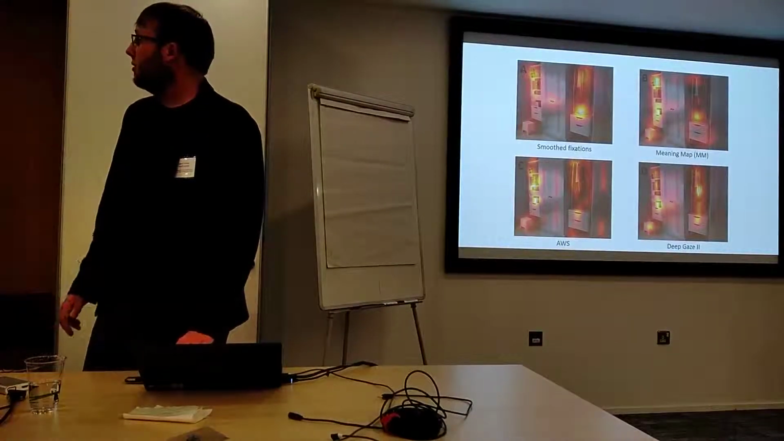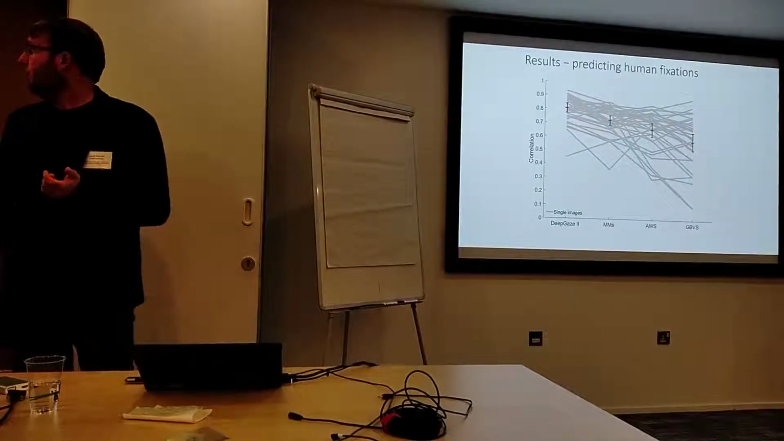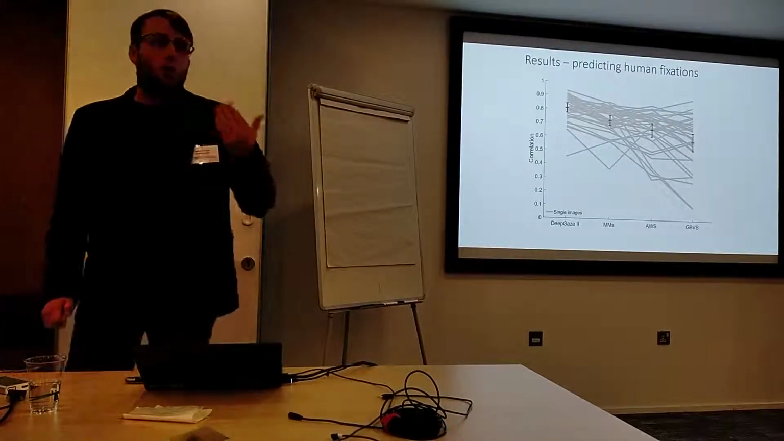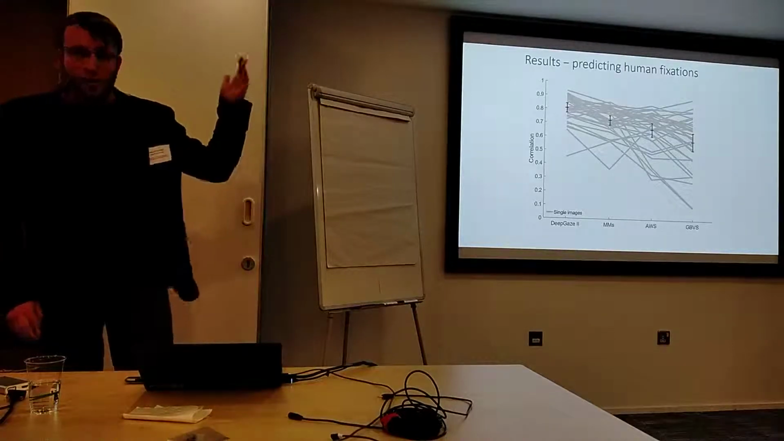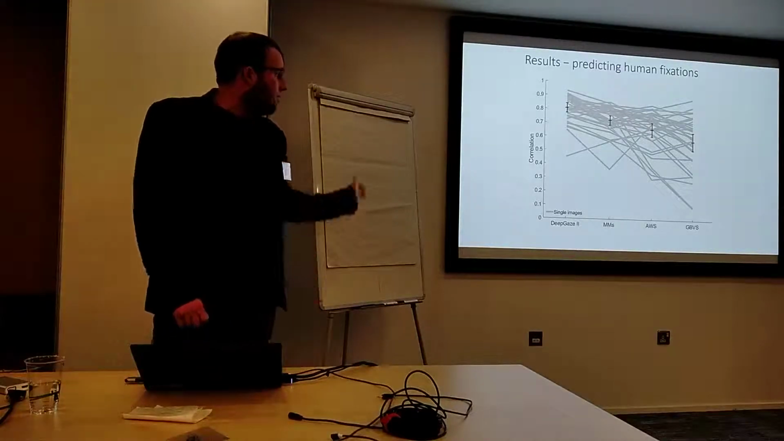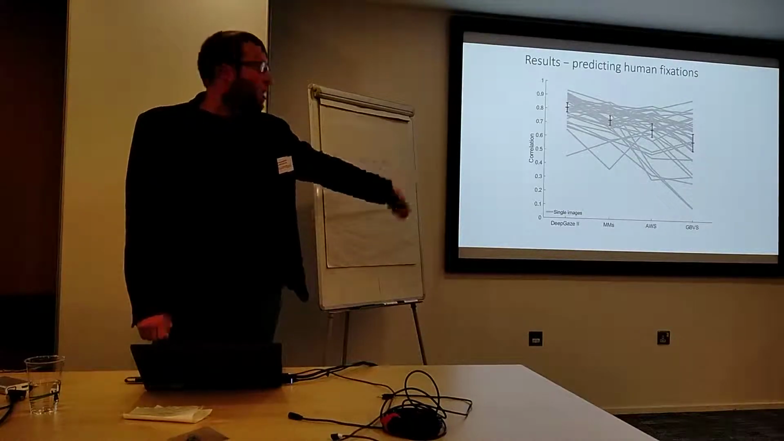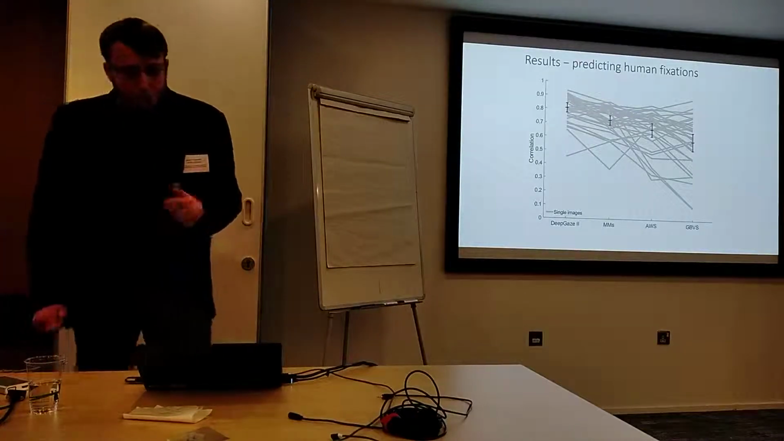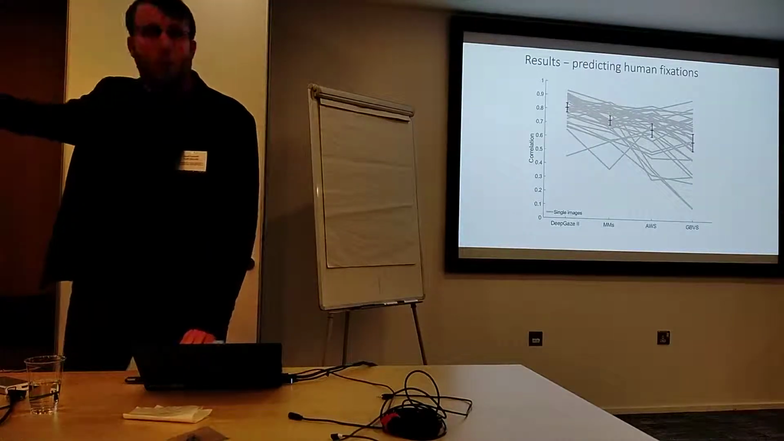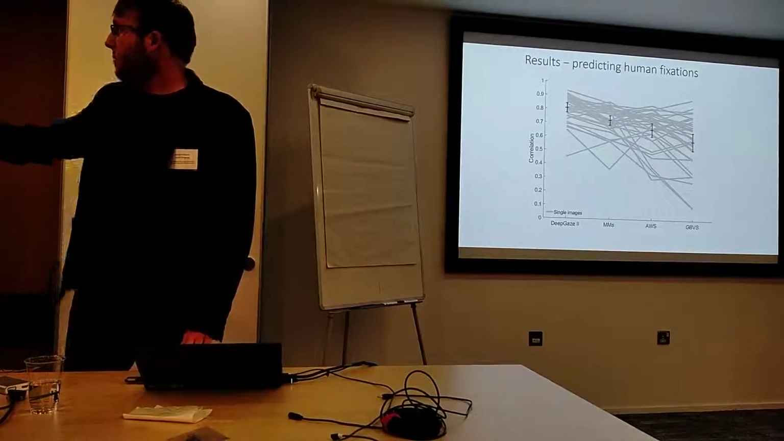So let's take a look at the results. Here on the y-axis we have the correlation of model predictions with human data. Again, the higher the better. And on the x-axis we have DeepGaze 2, this deep neural network model, we have meaning maps, and we have two models using simple features. We already see the pattern here, because each line indicates predictions for a single scene.